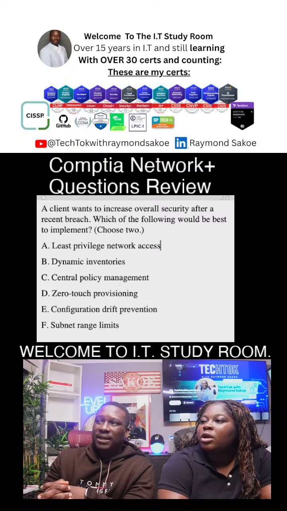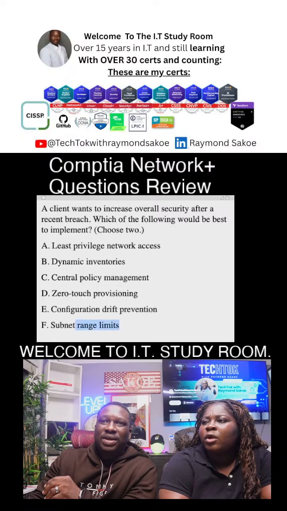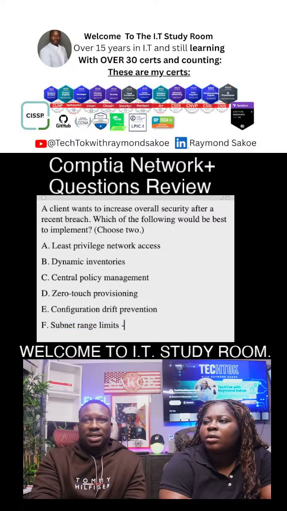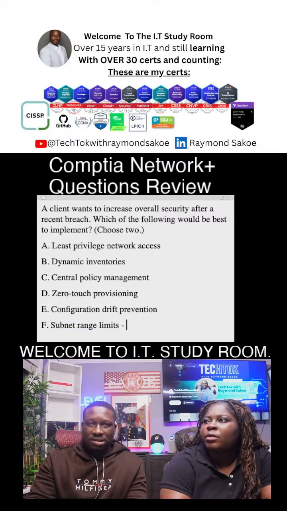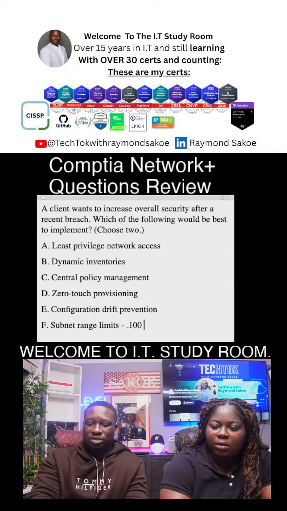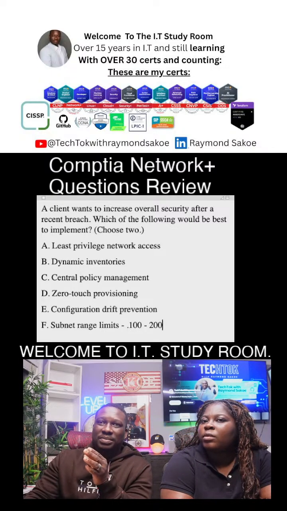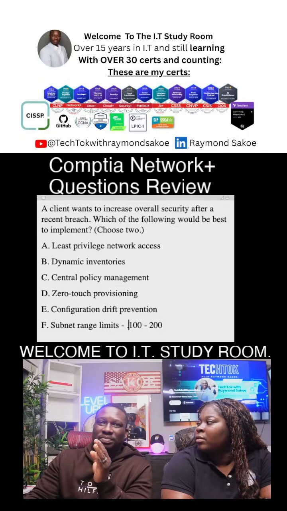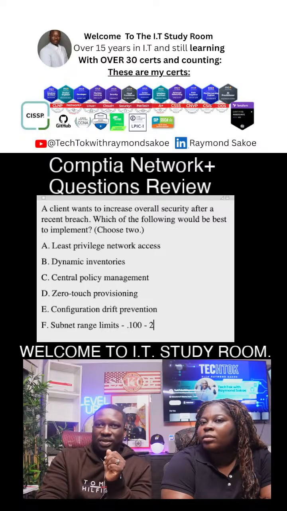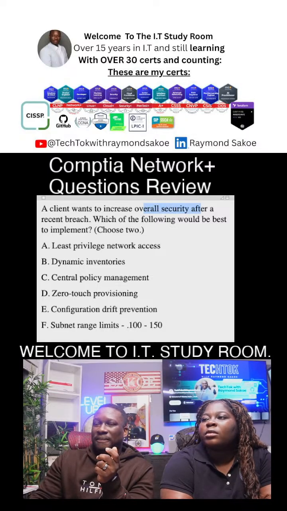So Matt wants to know why is it not A and F? Okay, F is saying subnet range limit. So now, if the range would be, let's say, 192.168.1.100 to 200, right? That would be it. So now you are saying to limit the subnet range. Instead of the subnet being 100 to 200, you say the subnet should be 100 to 150. That wouldn't make that much of a security improvement. It wouldn't.